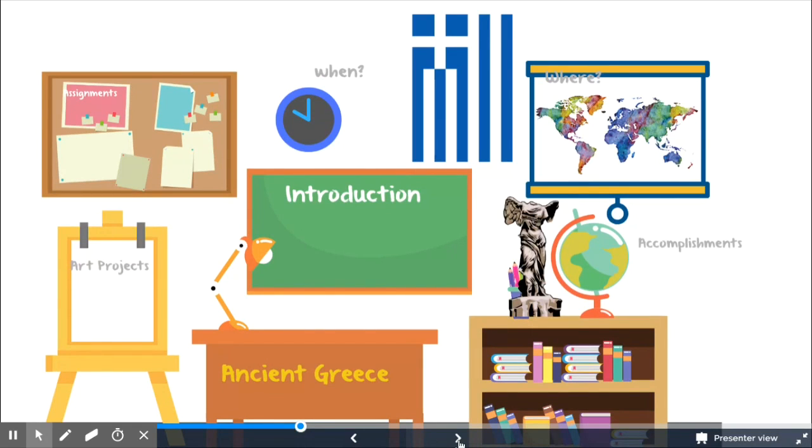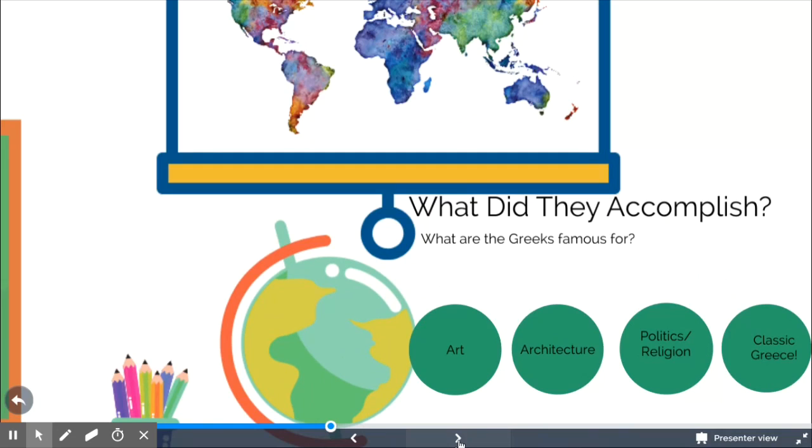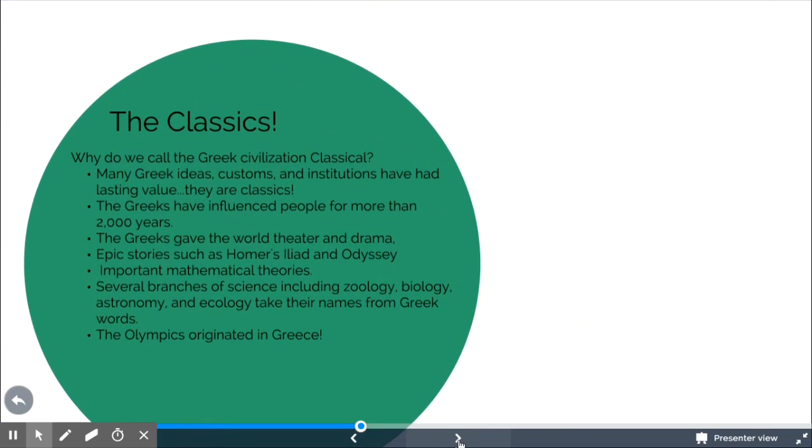All right, what did the Greeks accomplish? That's always good to know, right? What are we going to talk about? What's going to be in this unit? Why do we care, basically, about what the Greeks created? So, the classics. The Greeks are often called classic because that was the name of one of their periods, due to the fact that they created a lot of things that we still use today. The Greeks have influenced people for more than 2,000 years.